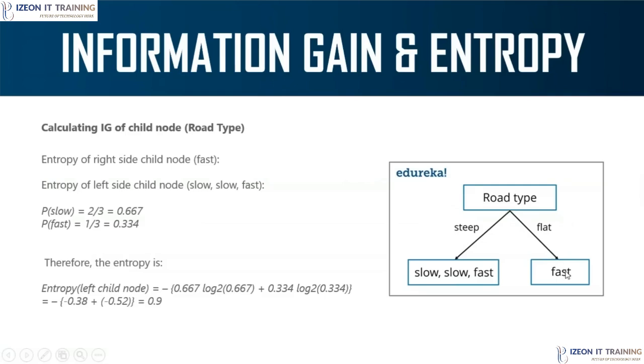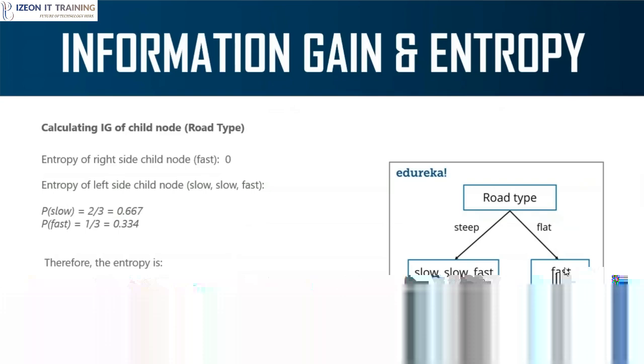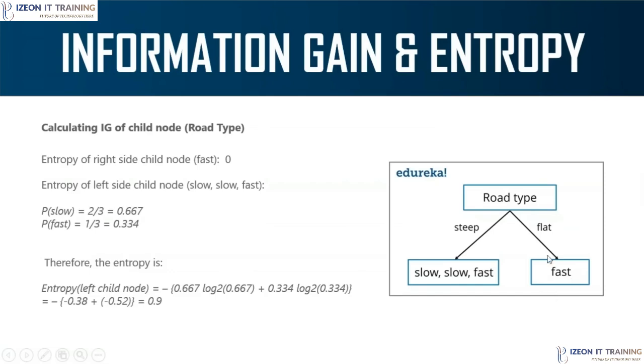Now the entropy of the right hand side is 0. Entropy is nothing but the uncertainty. There's no uncertainty here because as soon as you see that the road type is flat, your output is fast. But when the road type is steep, you can have either of the following outcomes: your speed will be slow or it can be fast. So you'll start by calculating the entropy of both the RHS and LHS of the decision tree. The entropy for the right side child node will be 0 because there's no uncertainty here. Immediately, if you see that the road type is flat, the speed of the car will be fast, and therefore your entropy becomes 0.